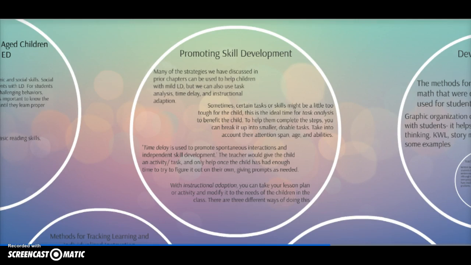To help them complete the tasks as a whole, break it up into smaller, doable tasks, and it makes it easier for them to do, like, step by step. And then the ability isn't so daunting and tough. And so just make sure to keep in account their attention span, their age, and their abilities as far as what they can and cannot do.